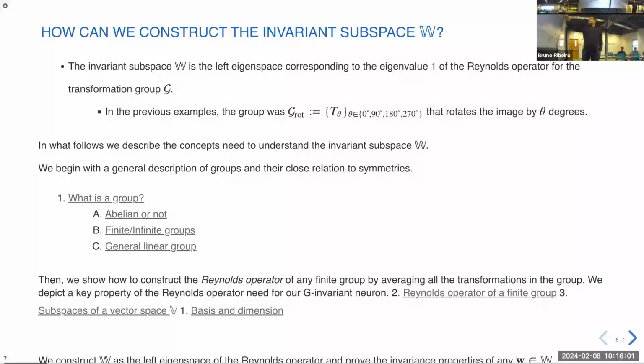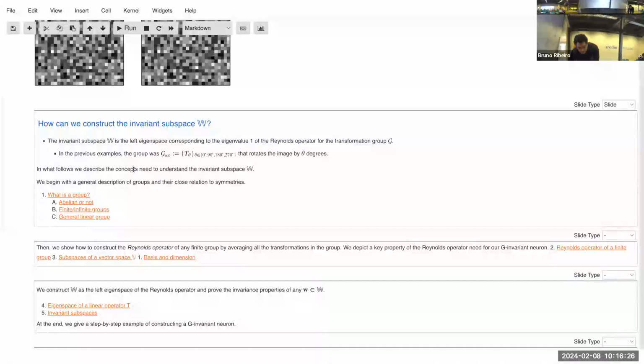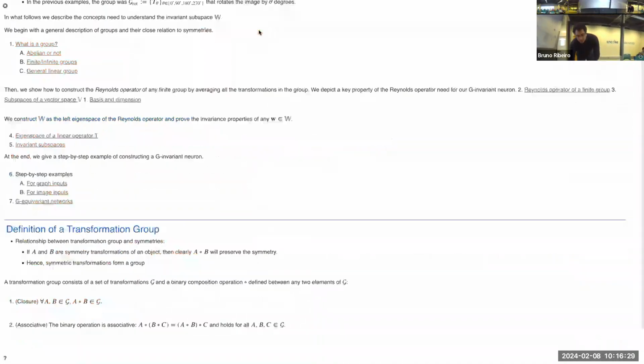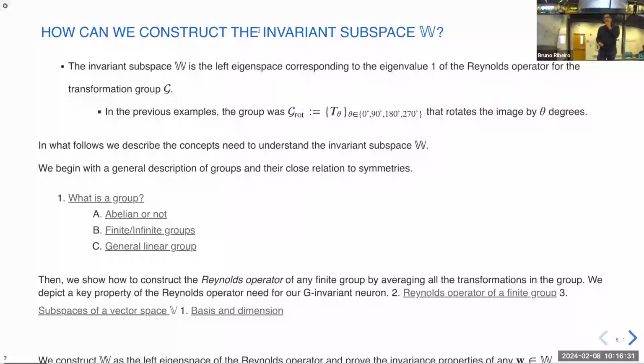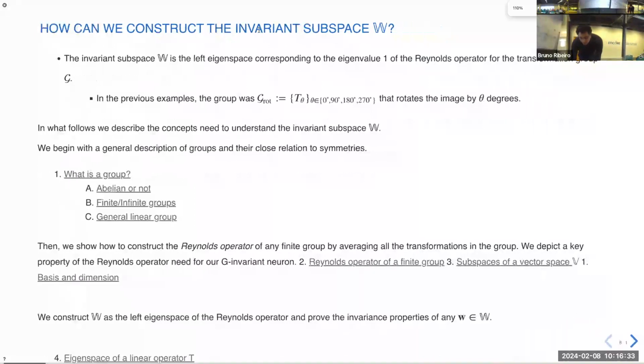In the previous example, the group is the rotation group that rotates an image by 0, 90, 180, and 270 degrees. And what I'm going to describe next is how to compute this. And then what I'm going to do now is talk generally about groups.